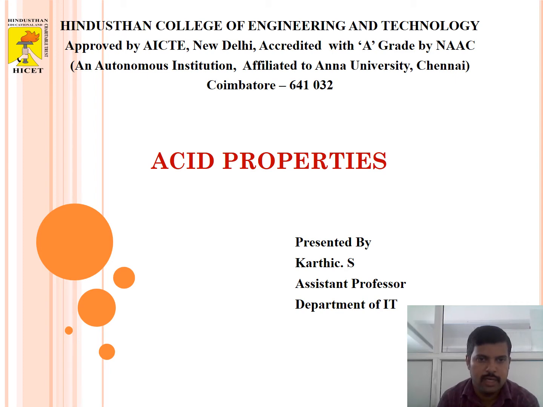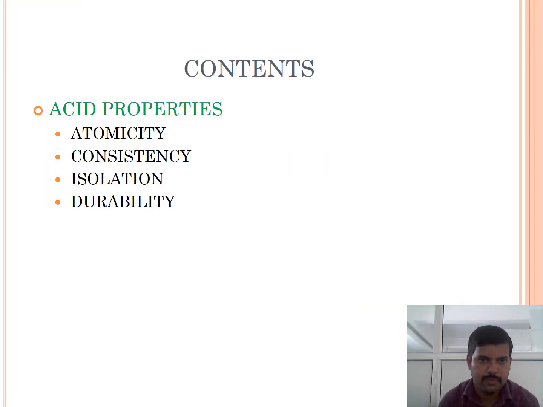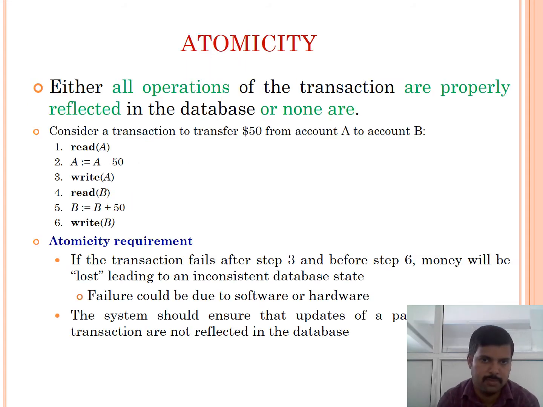In this video, we are going to discuss the topic ACID properties, which is a part of database management systems. So these are the contents we are going to discuss. ACID means atomicity, consistency, isolation, and durability. These are the four properties that govern the proper execution of a transaction, which in turn take care of the proper maintenance of the database management system.